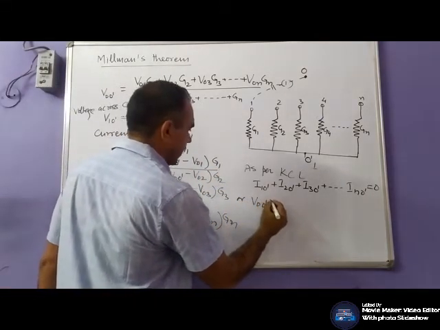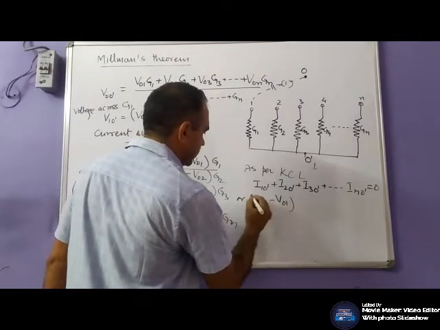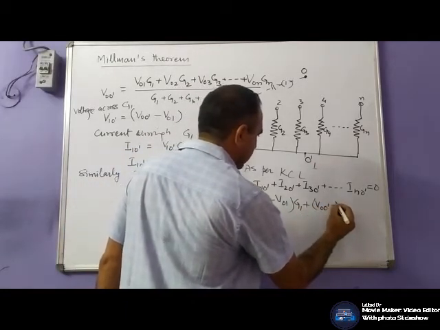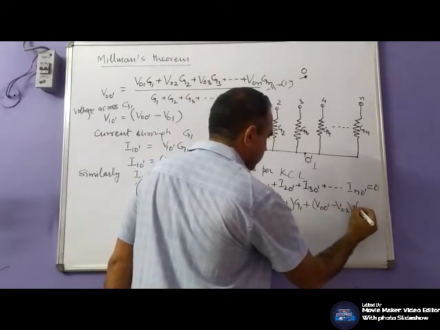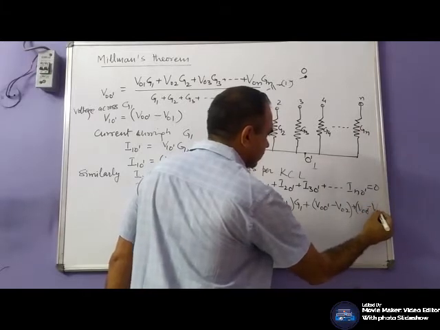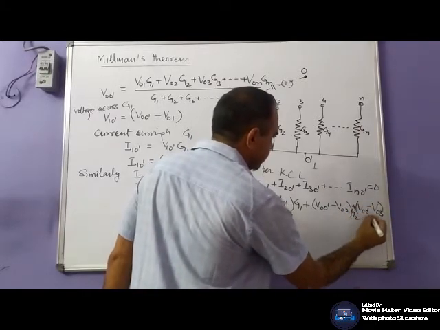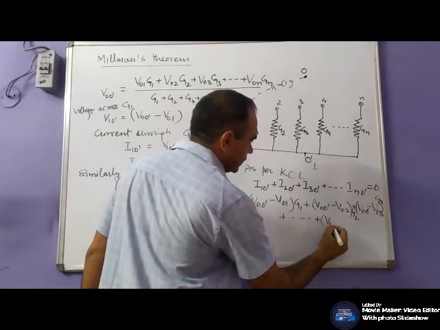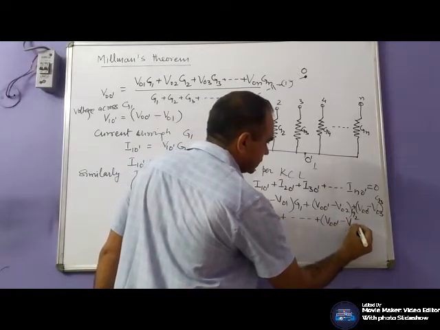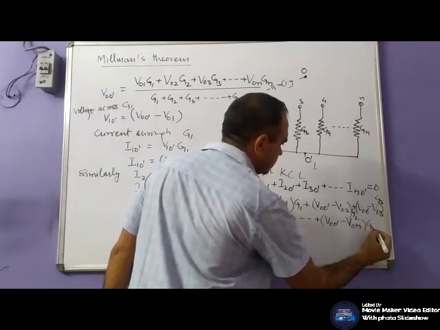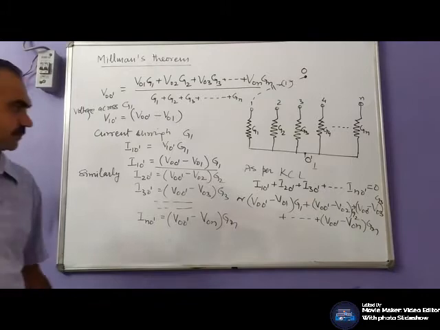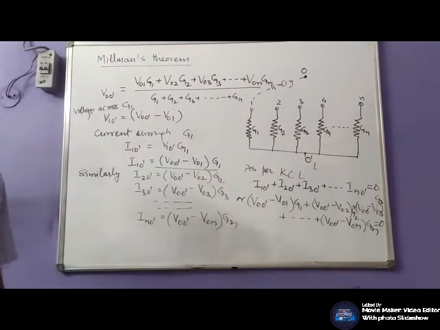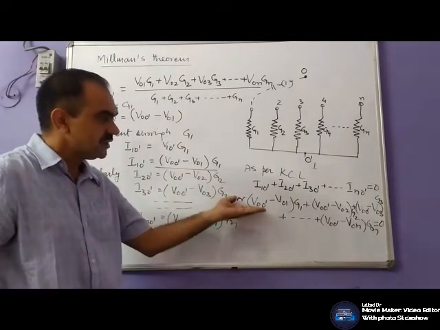V00 dash minus V01 into G1, plus V00 dash minus V02 into G2, plus V00 dash minus V03 into G3, plus so on, V00 dash minus V0n into Gn, that is equal to 0. Now V00 dash is common here.